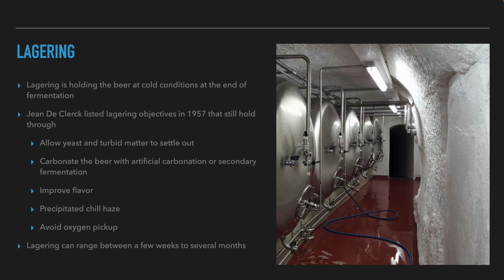The lagering process can be between a few days in modern times or up to a few months, depending on the strength of the beer. It is mainly done in beers fermented with lager yeast. This is where we finish the sixth presentation of the beer evaluation course about yeast and fermentation.